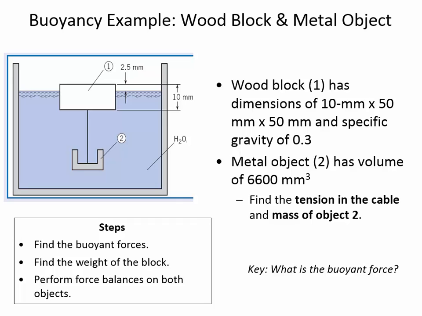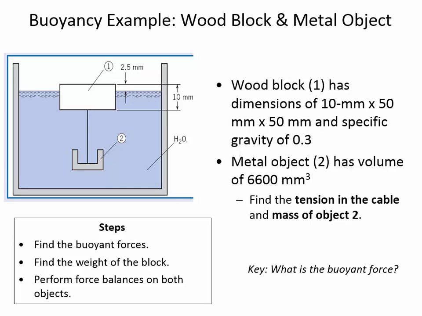Okay, so here's object 1. This is object 1, and it has a weight that's acting downward. Here's the weight of object 1. And there's a cable pulling it down. So I'm going to say the tension in the cable is pulling down, and then there's the buoyant force, F sub B, on object 1 that's acting up.